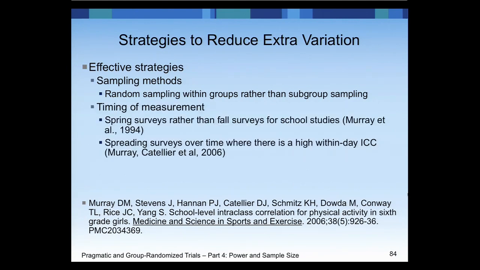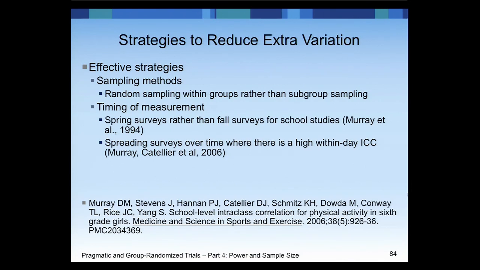Sometimes we can benefit by timing the measurement in particular ways. In school studies, we've seen that for many measures, the intraclass correlation is lower in the spring than it is in the fall. We don't fully understand why, but this is often the case. And so I have generally tried to collect data in the spring rather than in the fall.